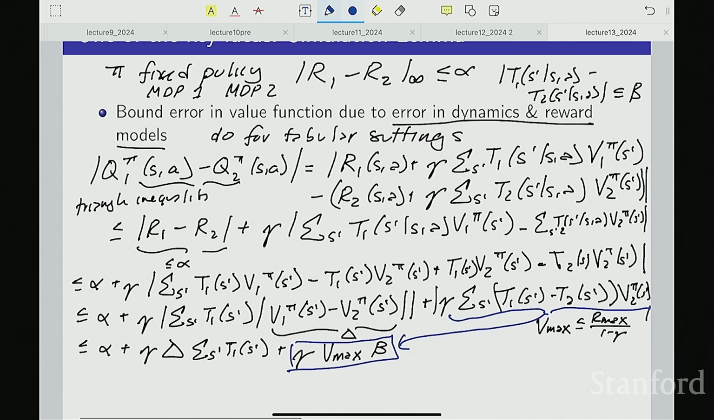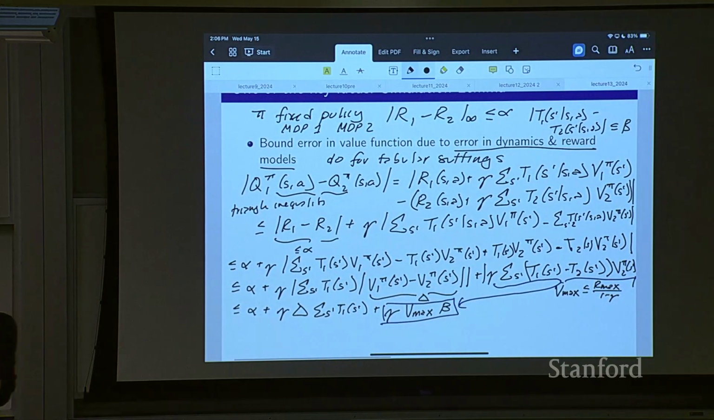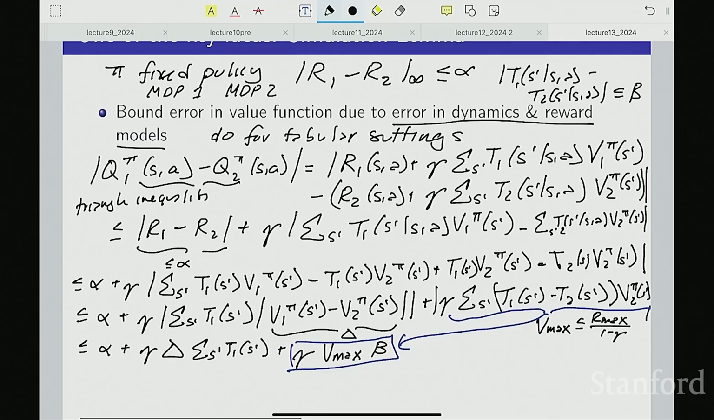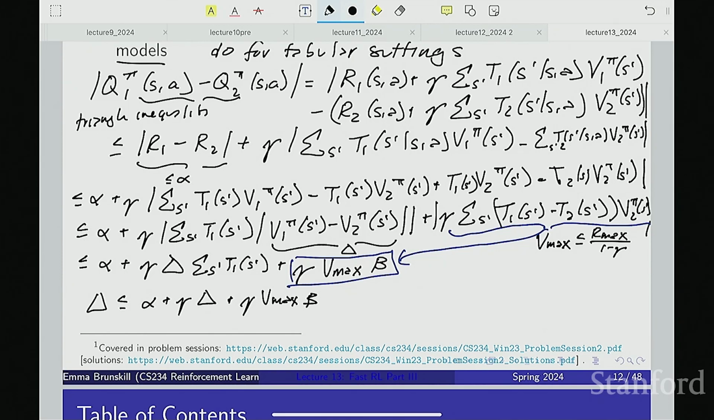So that's what I have in this case now. And this has to hold for all states and actions. Here the delta that I've defined is kind of like the worst case error over any of these, right? So over any states, what's the maximum difference between the value functions? So that also has to hold on the Q side. So we get delta is less than or equal to alpha plus gamma delta plus gamma V max beta. I'm going to subtract that, so now I have 1 minus gamma times delta is less than or equal to alpha plus gamma V max beta.